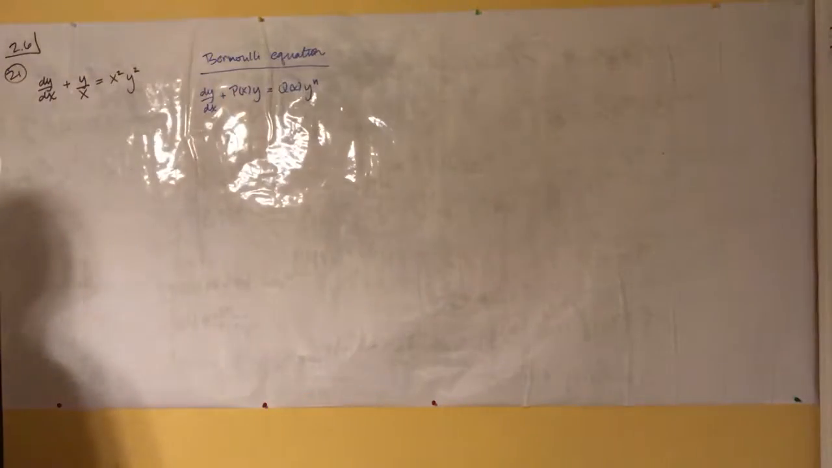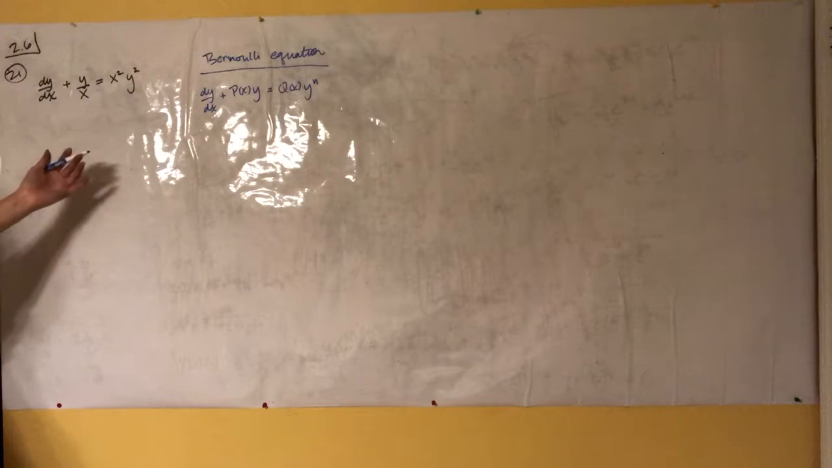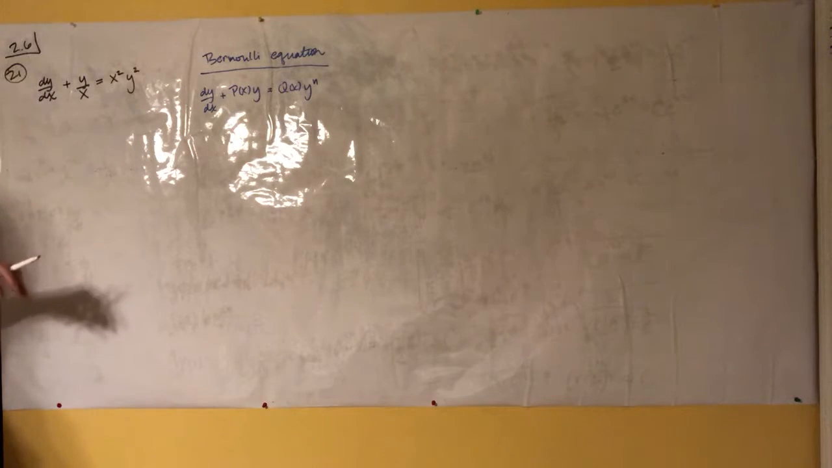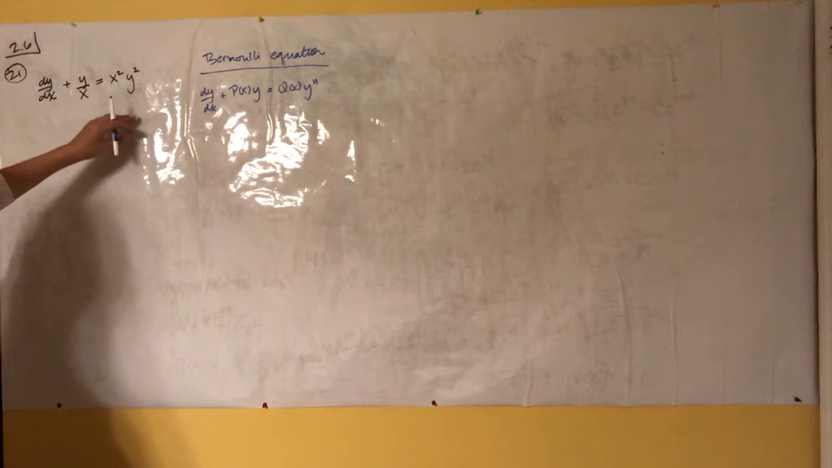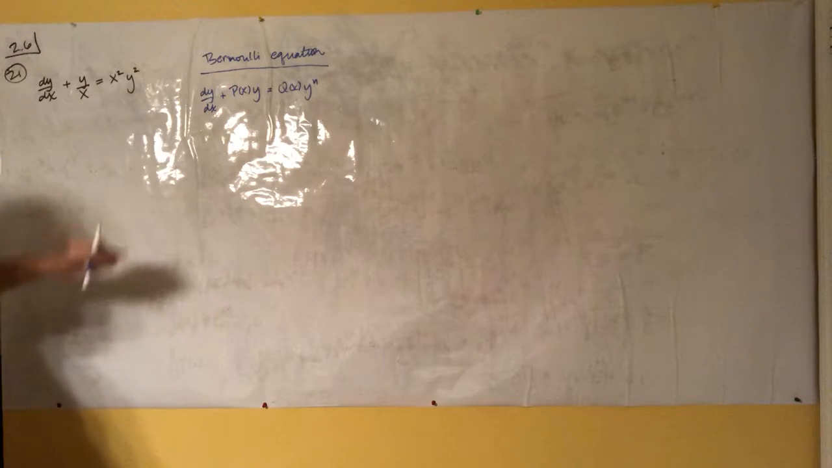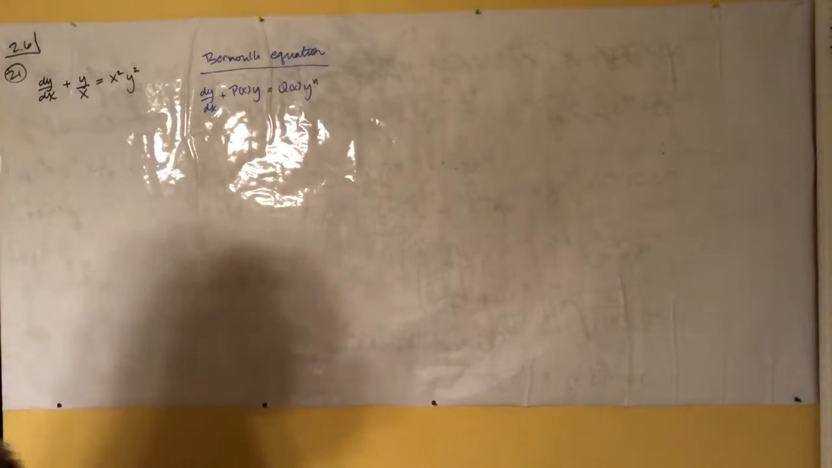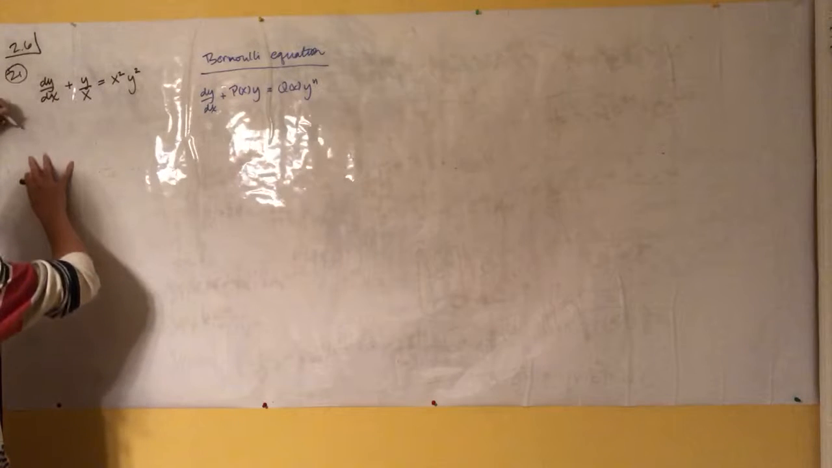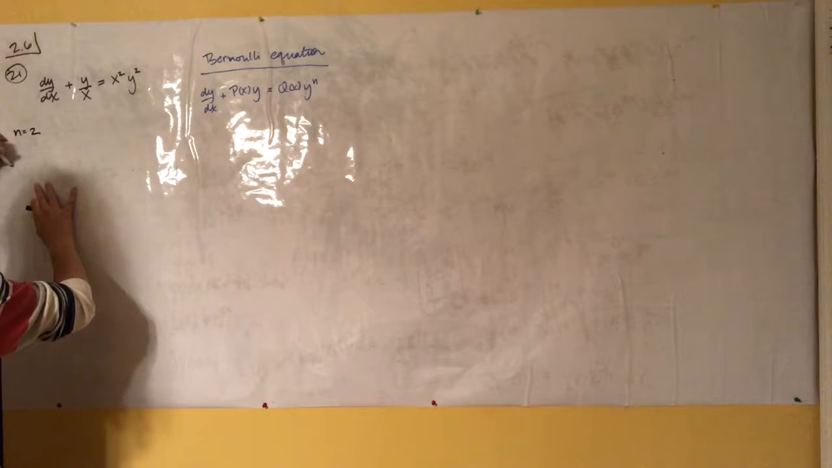So you can see that it has the format of a Bernoulli equation. You've got p of x is 1 over x times y, your q of x is x squared, and then your n is 2, right? Okay, so in this example, n is equal to 2, so you want to do a substitution, right?